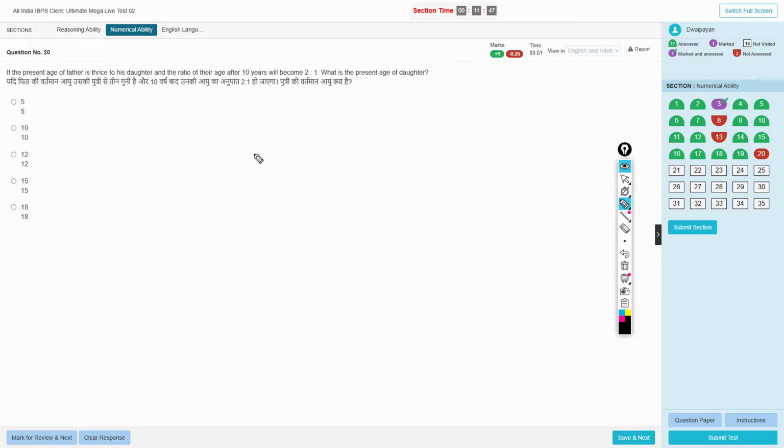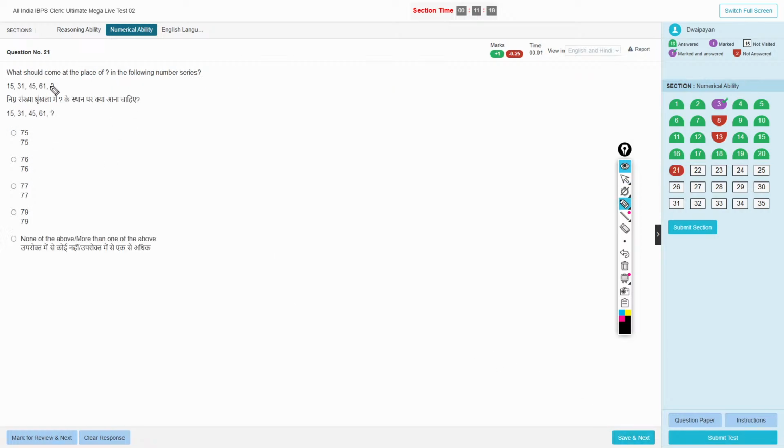The age of father is thrice the daughter. Daughter 1, father 3. Age of the daughter. Okay. The ratio of their age 10 years after will be 2 to 1. So just 6 to 3, or rather 6, with a ratio like 1 2. So 4 2. This 1 is equal to 10. Age is 10. Then daughter into 2 plus 1.